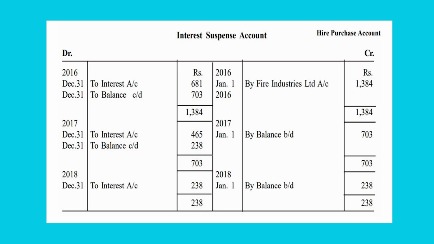This will be brought forward in the beginning of the second year. By balance brought down 703. Here to interest second year interest 465. To balance carried down, balancing figure 238, 703, 703. This will again be brought forward in the beginning of the third year. By balance brought forward 238. This is the amount of interest for the third year, to interest account 238. So, interest suspense account is automatically closed.